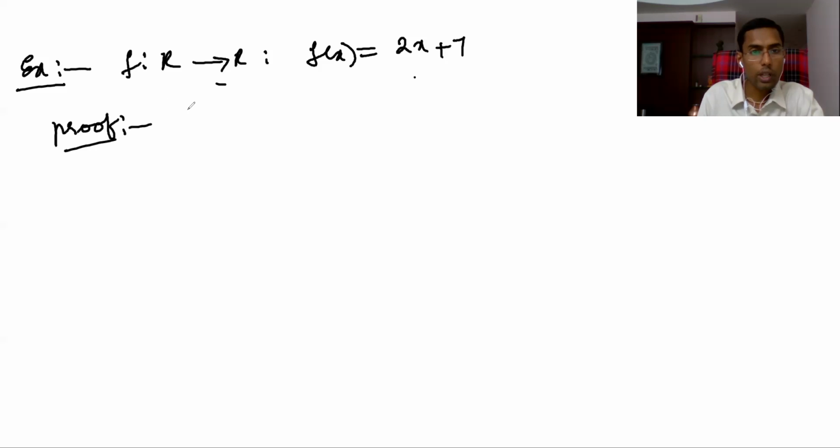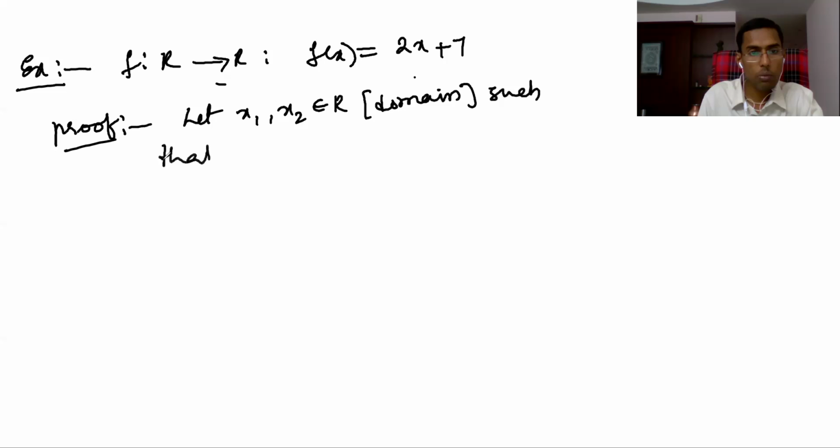Proof. What I am saying is let x1 comma x2 belongs to R, where from we are taking the domain. Any two elements you take, such that their images are equal. If their images are equal, then what should happen? They should be equal. What are the images? 2x1 plus 7 equal to 2x2 plus 7. Hope you are able to understand this one.